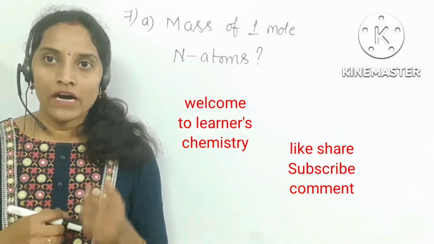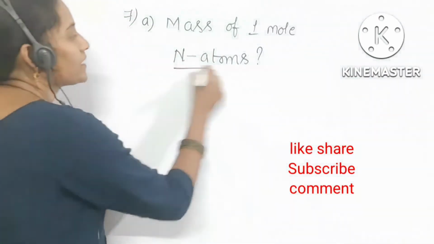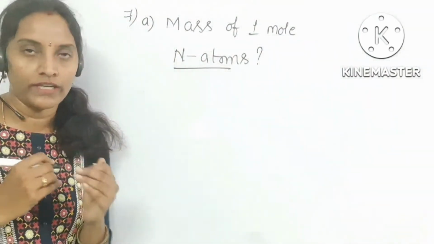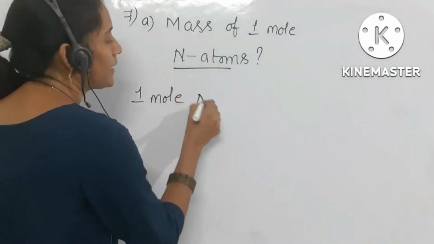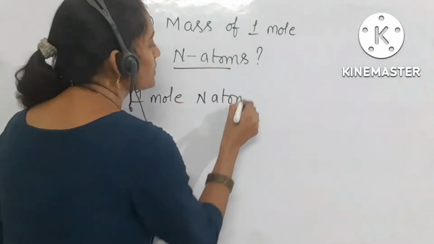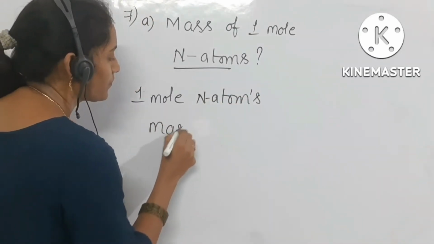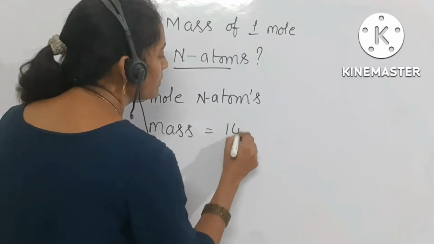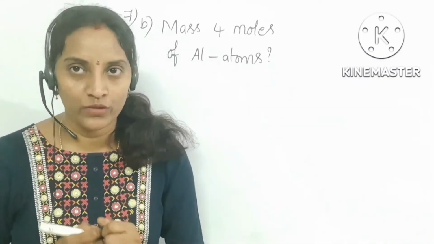The question is the mass of 1 mole of nitrogen atoms. Atoms are mentioned, so you have to take the single nitrogen atom's mass. So the mass of 1 mole of nitrogen atoms is equal to 14 grams. Next, the mass of 4 moles of aluminum atoms you have to calculate.